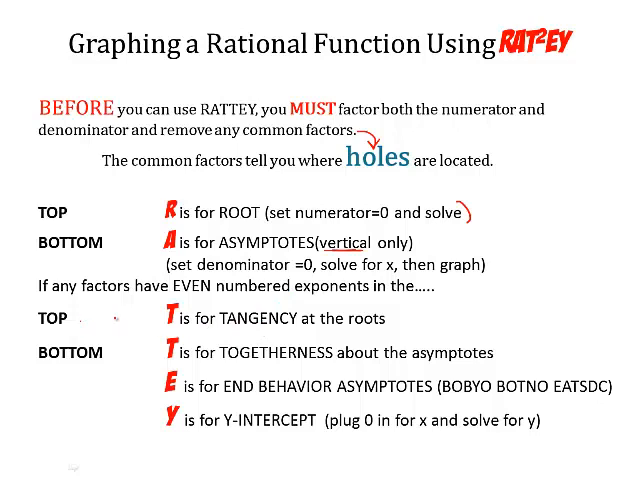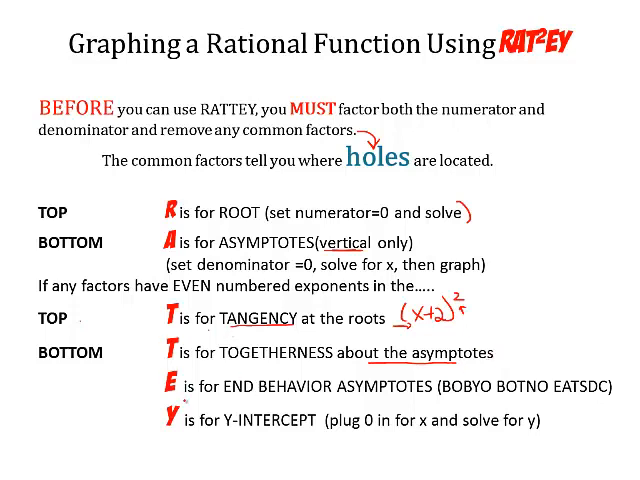If you have even numbered exponents in the top for those factors, like a factor that's repeated in the top, that's what you call tangency, like an x plus 2. If it's squared, then that's tangency at that root. Remember, that's a root. If it's in the bottom, it's not tangency, it's what we call togetherness, okay? So it's togetherness about an asymptote because that comes from the bottom of the equation.